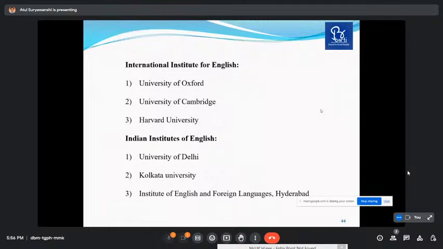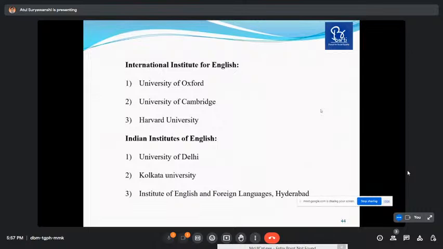So here are some select organizations that impart quality education of English to students. On the international platform, there are the University of Oxford, the University of Cambridge, and Harvard University. These are three important universities imparting quality education to students all over the world. Many students from foreign countries visit these universities to learn quality English education.